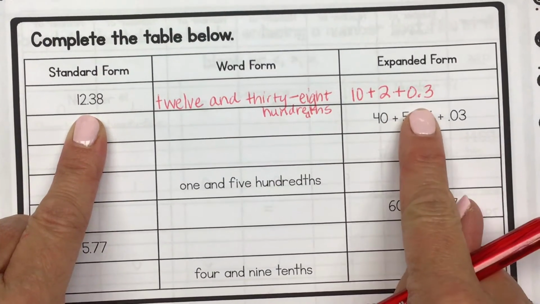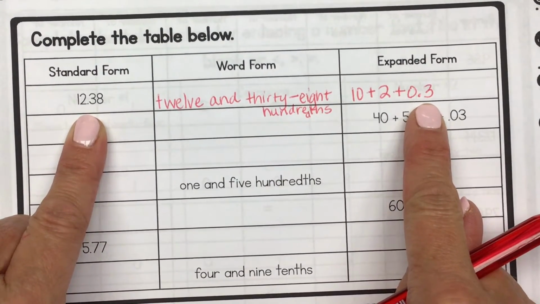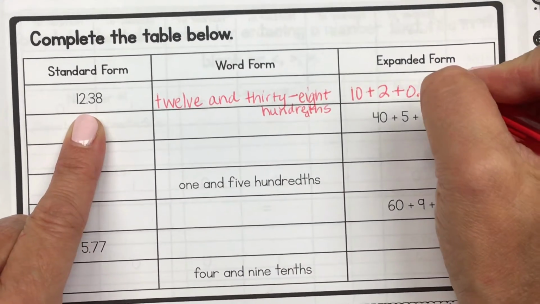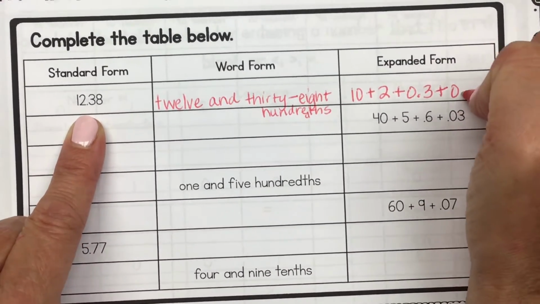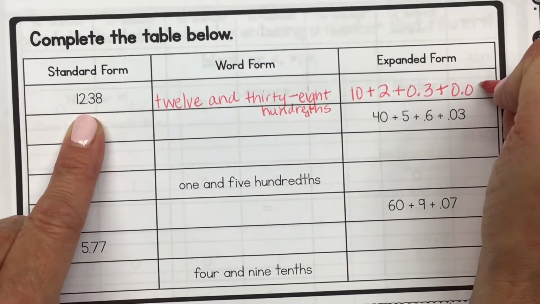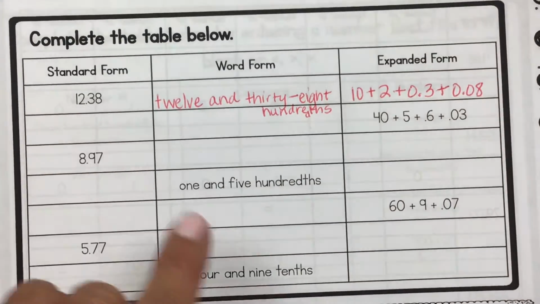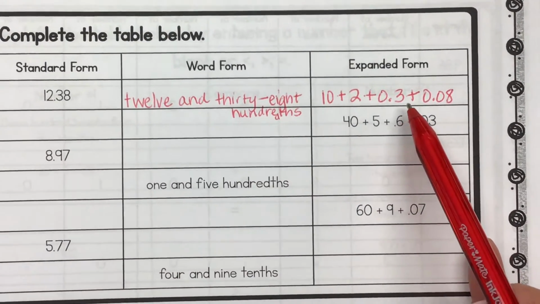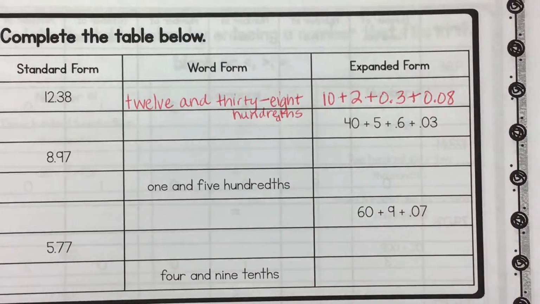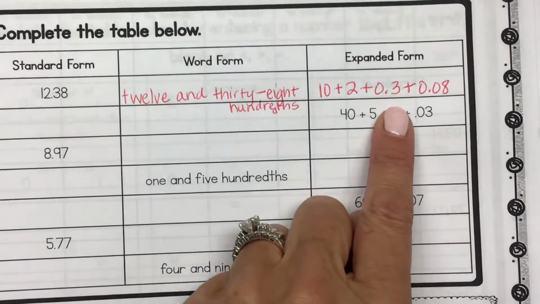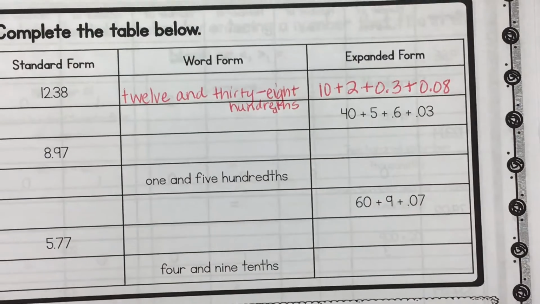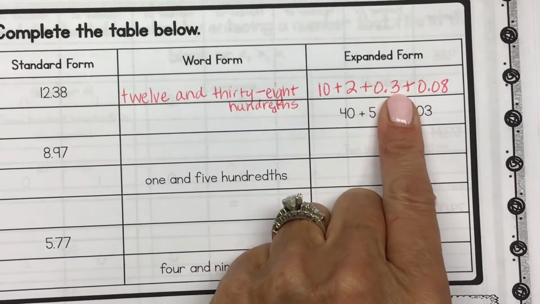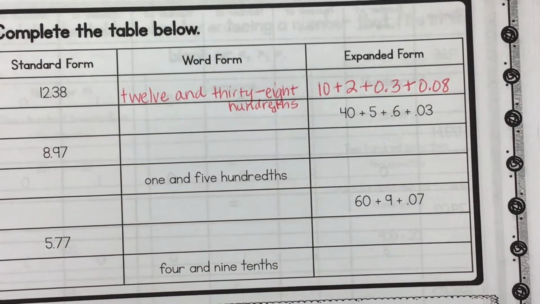Plus 3/10, okay? And then plus 8 hundredths, which is 0.08. That is how that needs to look. And notice that we don't add a 0 here at the end of the 3. The value of that 3 is 3/10. 3/10 and 30 hundredths have an equal value, but we don't write 30 hundredths. We write 3/10. Okay?